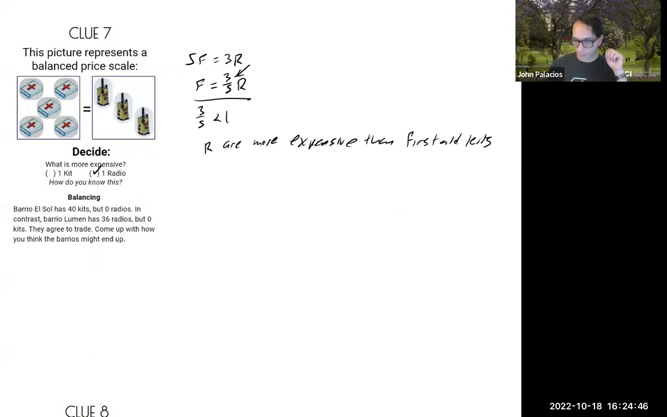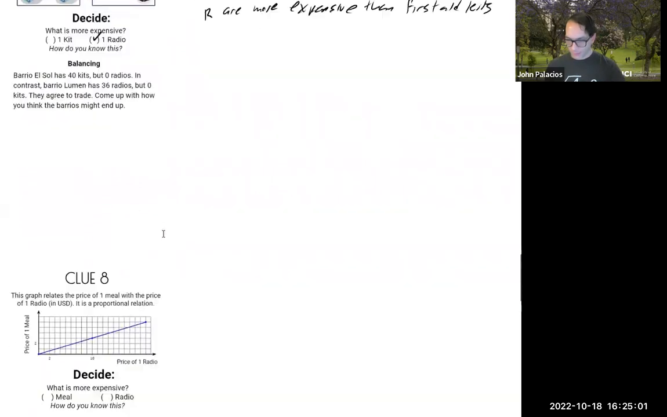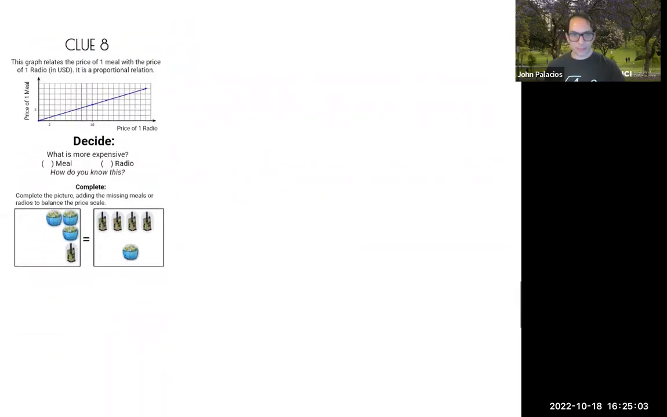These ratios, or maybe talking about the fraction of the price of a radio is equal to the price of a first aid kit, meaning that it's less than the price of the radio. Okay, I'm getting lost here. Let's go on to clue number 8.